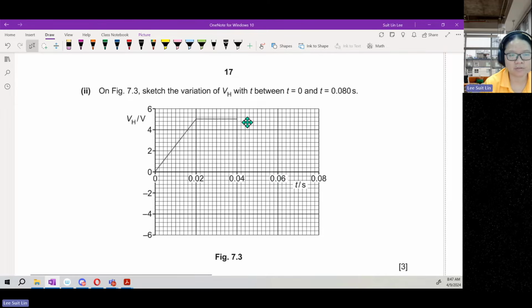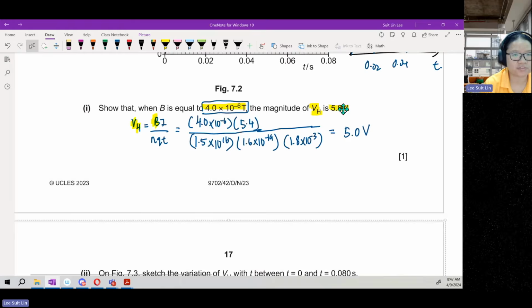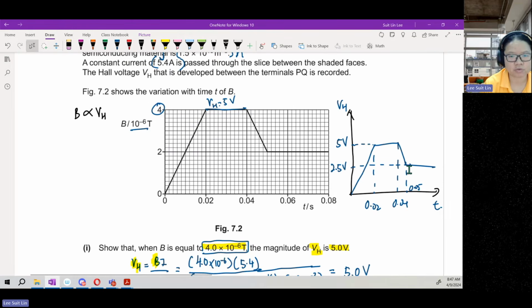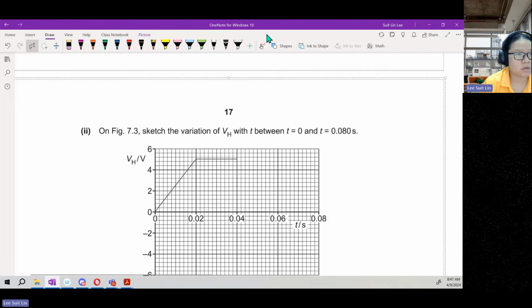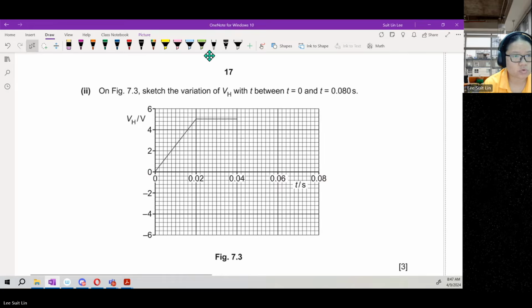So exactly half. And then it will decrease to 2.5, right? So it stays at 5, then decreases to 2.5 at 0.05 seconds. Let's try to draw 2.5. This is 2.5.